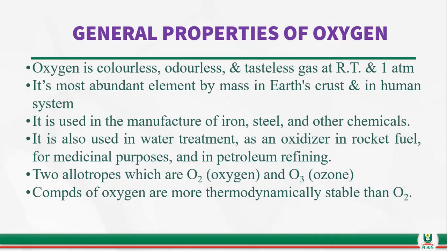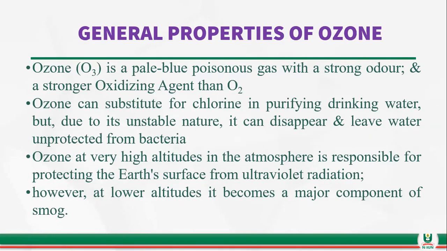But if oxygen combined with a metal like sodium to form sodium oxide, it will withstand high thermal reaction and stay as a stable product. General property of ozone, which is the allotrope of oxygen that has 3 oxygen atoms: it is a pale blue poisonous gas with a strong odor and a stronger oxidizing agent than oxygen gas.